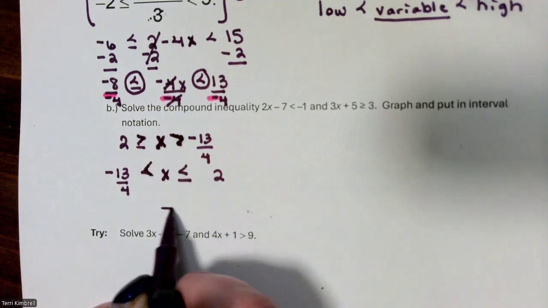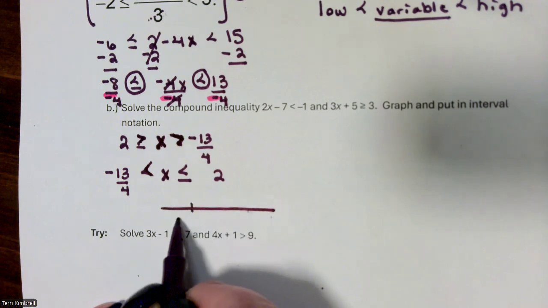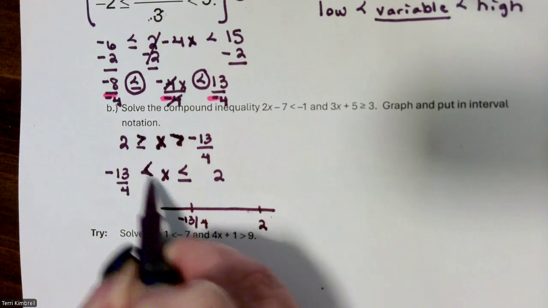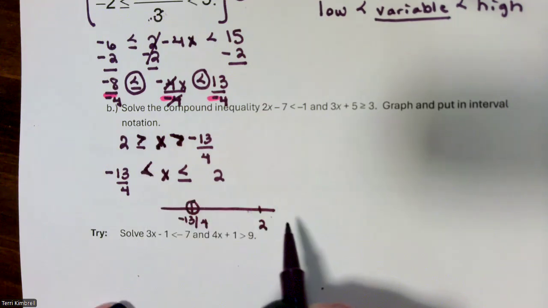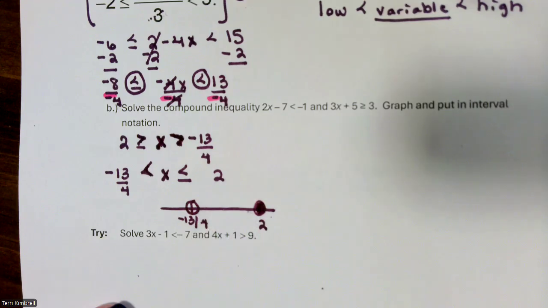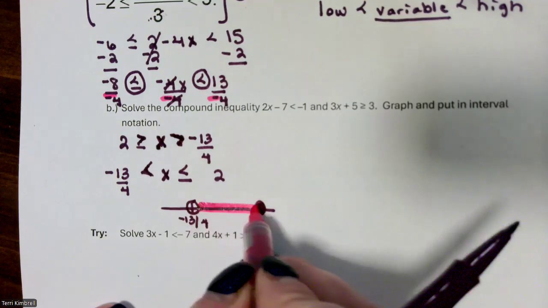Okay, so now we're ready to graph it. So you want the lowest one, like we said, on the left, the highest on the right. No line is an open circle. That one has a line, which means it's included. And like I mentioned a while ago, this is going to be a segment because it is in the middle.